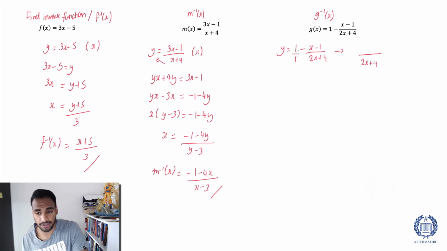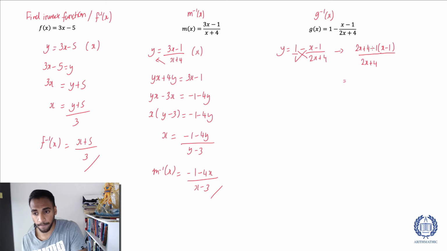And all I'm going to do now is cross multiply. I'm going to say 1 times 2x plus 4, which is going to give me 2x plus 4. And then I have a minus here, so I'm going to do minus 1 times x minus 1. So multiply it like this, right? So all you're doing is just cross multiplying. That's it, nothing difficult. And then what we're going to do is we're going to simplify that.